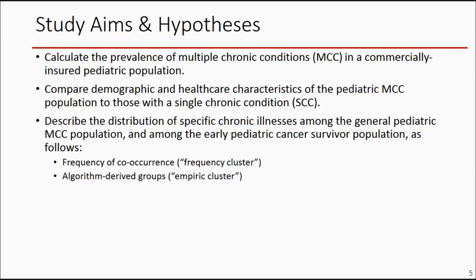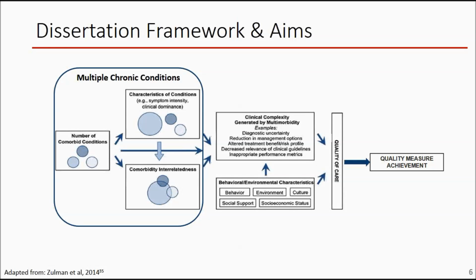My aims are pretty straightforward: calculating the prevalence of multiple chronic conditions in a commercially insured pediatric cohort, comparing their demographic and healthcare characteristics, specifically between children with multiple chronic conditions and children with a single chronic condition, and then to describe the distribution of specific chronic illnesses among the general pediatric population and among early survivors of pediatric cancer, both by the frequency of co-occurrence of conditions and using an empiric data-driven algorithm, spoiler, late-in-class analysis. I'll go into that more in a bit.